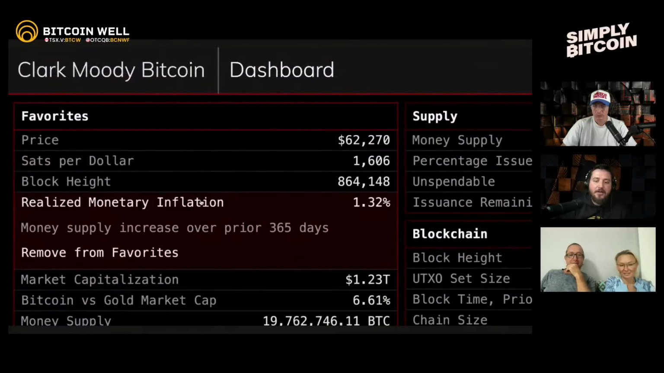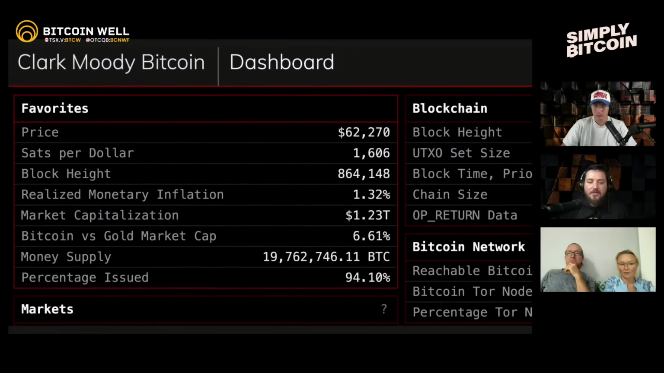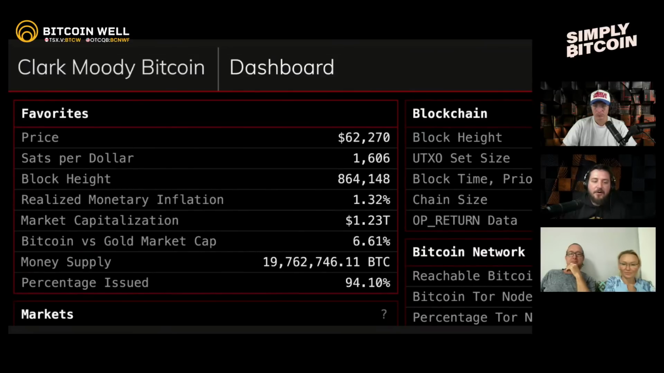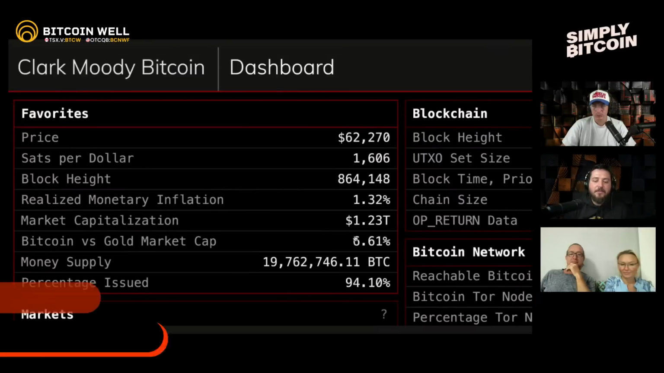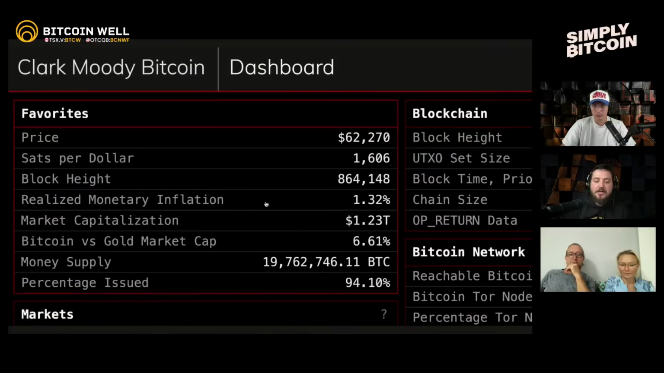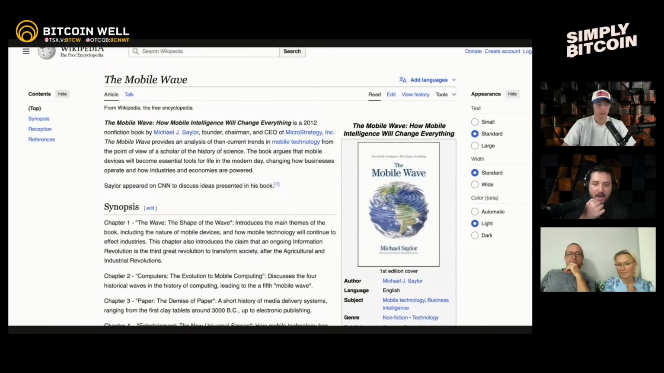At the time of recording, the Bitcoin price is 62,270. Sats per dollar, 1,606. Block height, 864,148. Realized monetary inflation, 1.32%. Market capitalization, 1.23 trillion. Bitcoin versus gold market cap, 6.61%. Money supply, 19,762,746 BTC. Percentage issued, 94.1%.